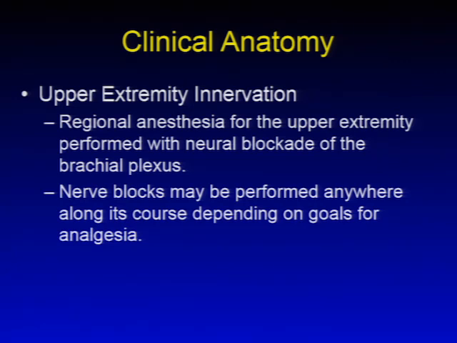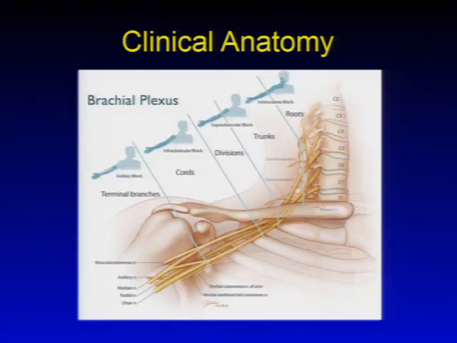Next, we will discuss upper extremity innervation. Regional anesthesia for the upper extremity is performed with neuroblockade of the brachial plexus. Nerve blocks may be performed anywhere along its course depending on your goals for analgesia. This slide illustrates the various approaches to blockade of the brachial plexus. Also noted are areas of sparing for the various approaches.